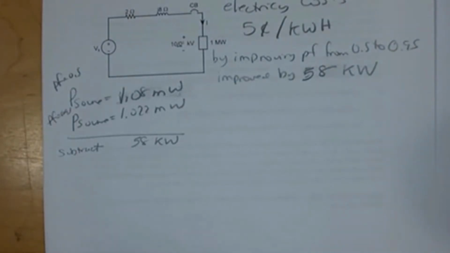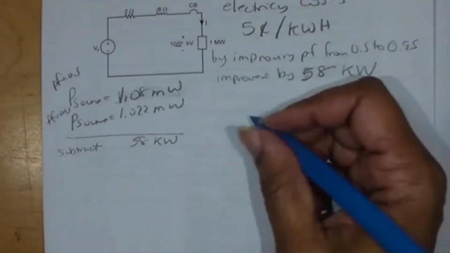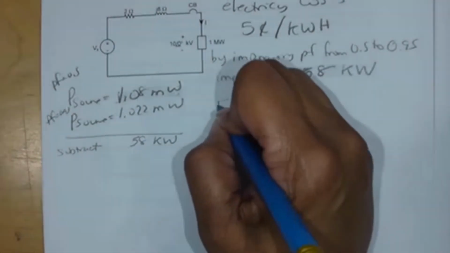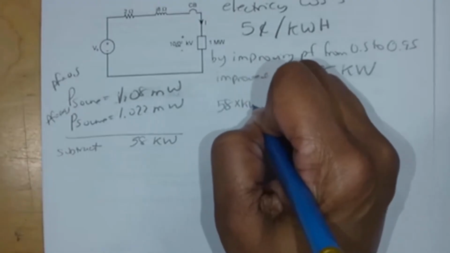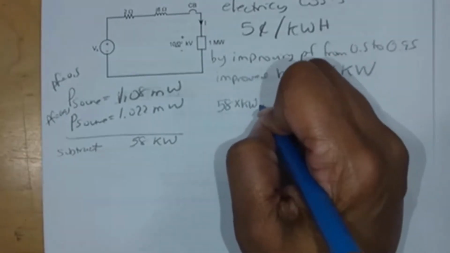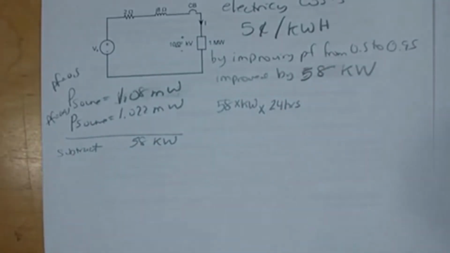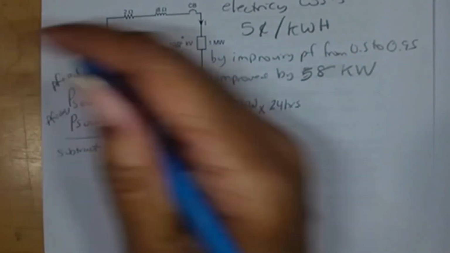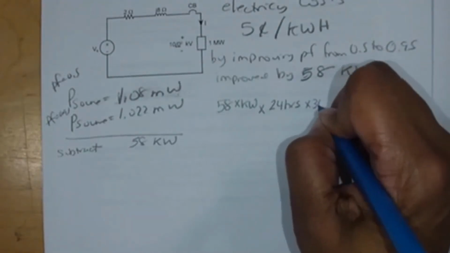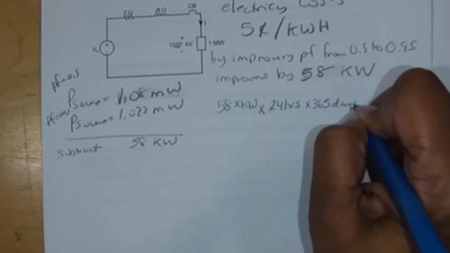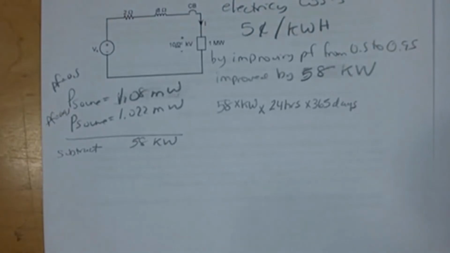So now I have saved 58 kilowatts. So how much money did I save in a year? I take 58 kilowatts times 24 hours times 365 days, that's a year, times 5 cents.